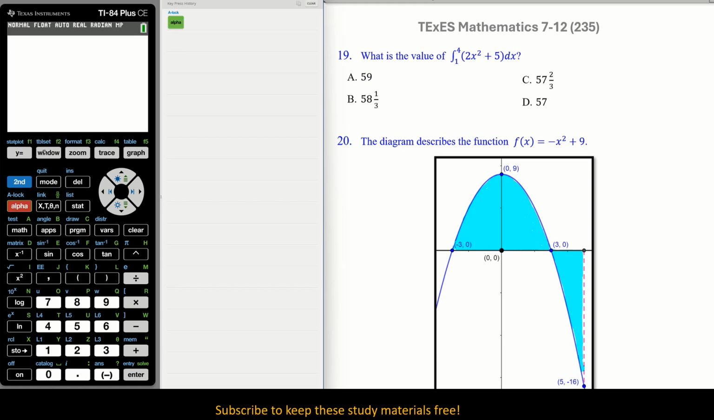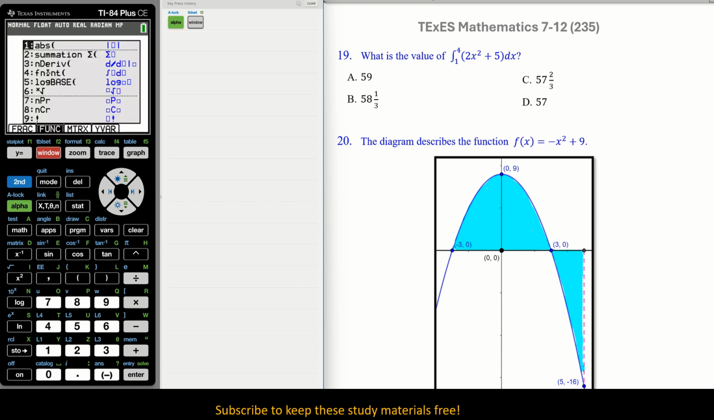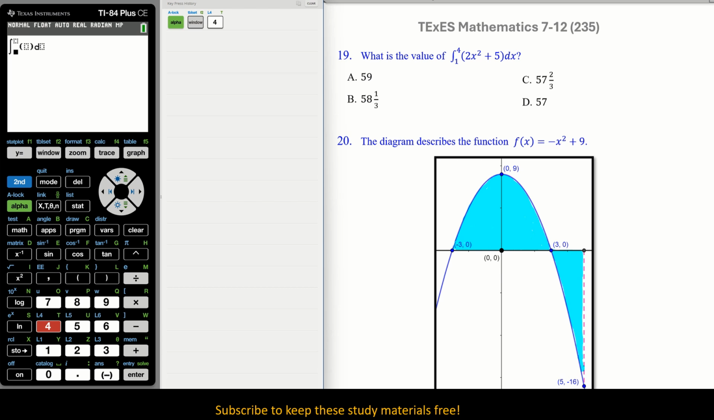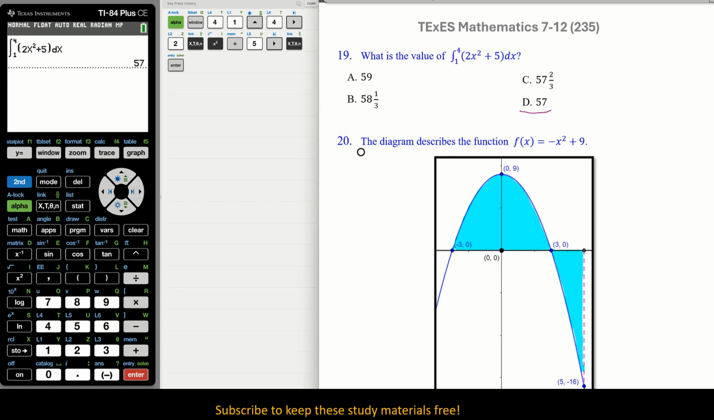All right, so we have alpha window and we will go to number 4. Okay, now we put in 1, arrow up, put in number 4, arrow to the right. Okay, 2x squared plus 5 and x and enter: 57, and that is the correct value. It'd be great if something like this was on the test. I have yet to get anything this fabulous.